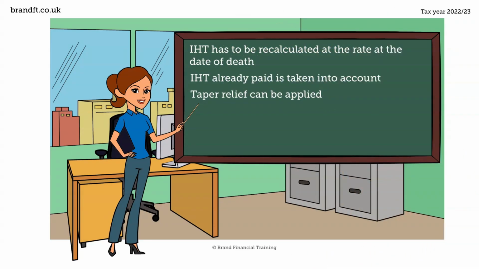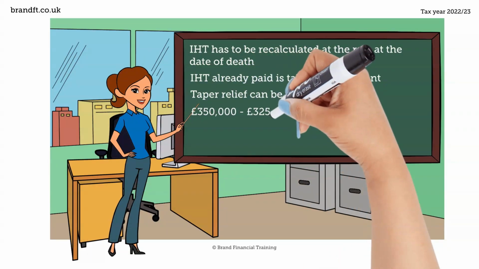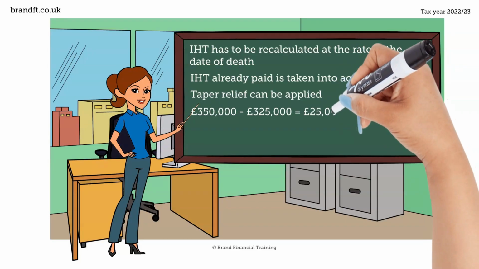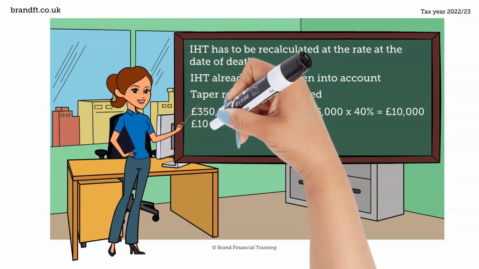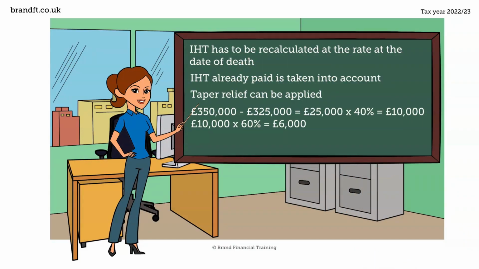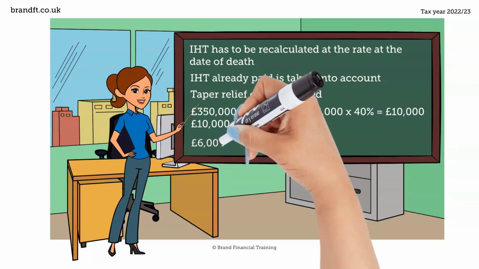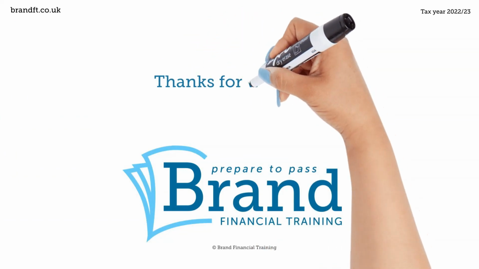Going back to the value of the transfer less the two annual exemptions for gifts gives us £350,000 minus the £325,000 nil rate band, which is £25,000. Taxed at 40%, the IHT due would be £10,000, but allowing for the 60% taper relief gives us £6,000 due for IHT. Assuming the trustees paid the initial tax of £5,000, then the balance payable is £1,000.